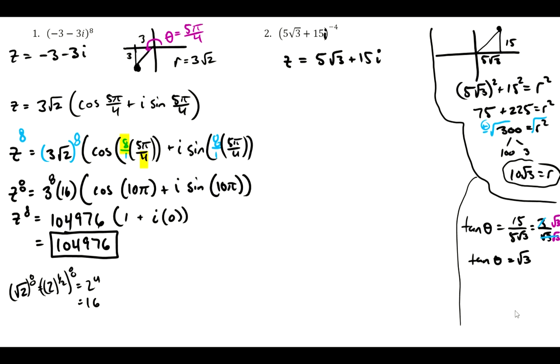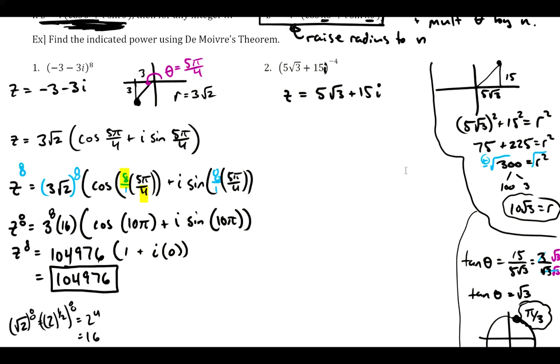Now I can figure out what that angle is. We are in quadrant 1. Where tangent has radical 3 in it would be where I have the angle pi thirds. So we found it, we have our angle as well. Now that means I can finally rewrite it. So z is equal to whatever the radius is, so 10 radical 3, and then cosine of the angle plus i sine of the same angle.